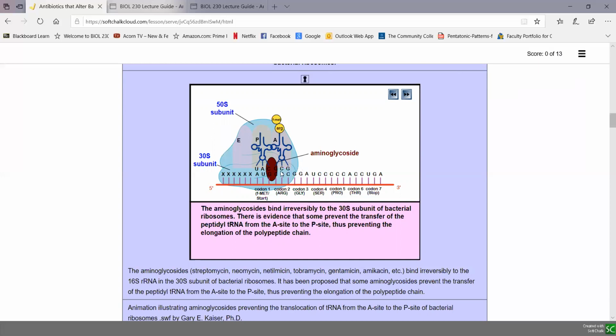So anyway, as this shifts to the next codon, this transfer RNA on the A site moves to the P site, and now it's holding the peptide chain. That opens up the A site for a new transfer RNA to come in and line up to the next codon. But what happens here is the drug basically gets in the way of that translocation, and the transfer RNA on the A site never moves to the P site. It gets knocked off the ribosome.